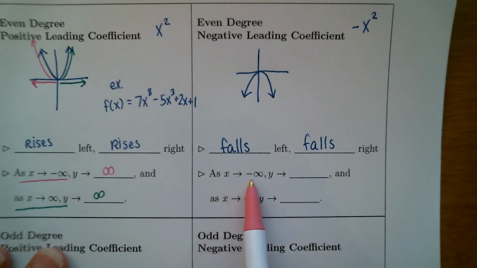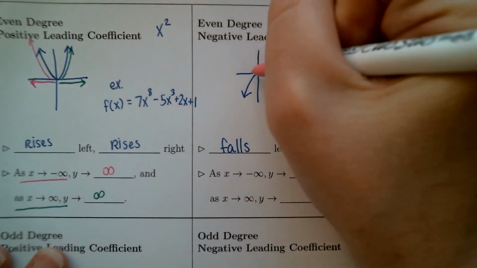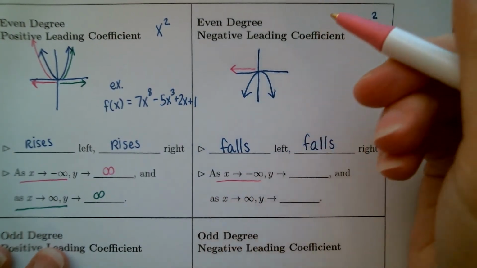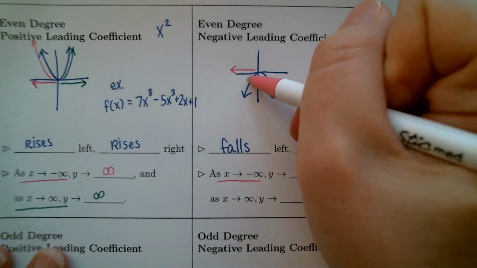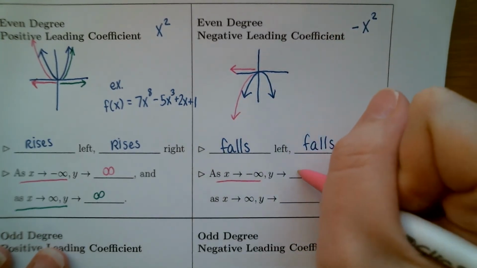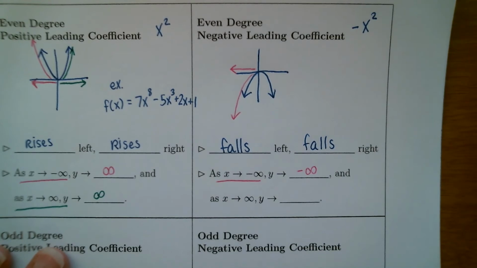As x approaches negative infinity, so if your x values are getting more and more negative, so if your x values are going that way, what's happening to the y values that go along with them? They're getting more and more negative, okay? So the y values approach negative infinity.